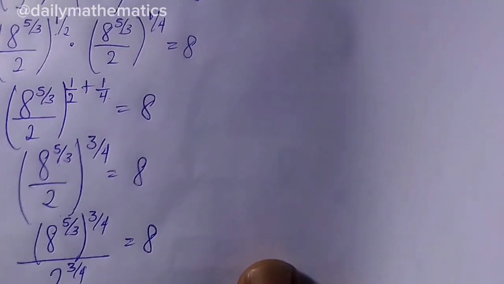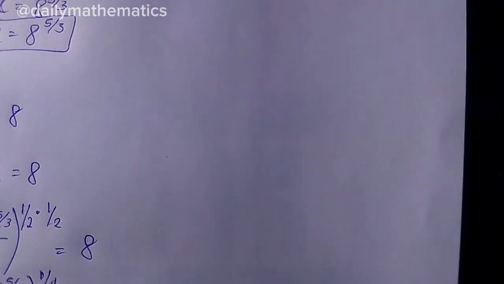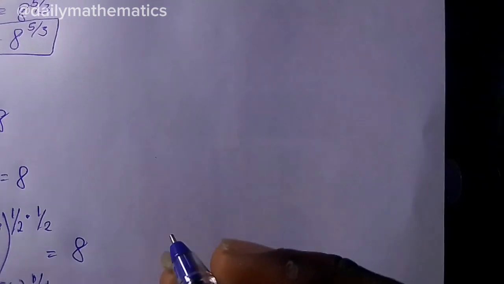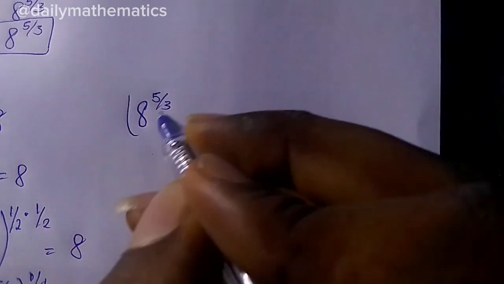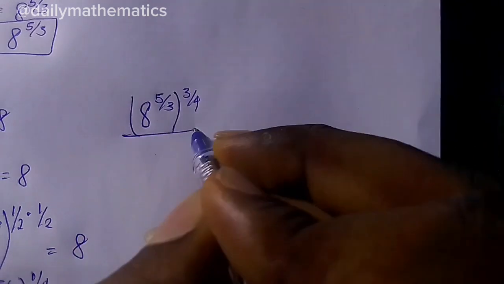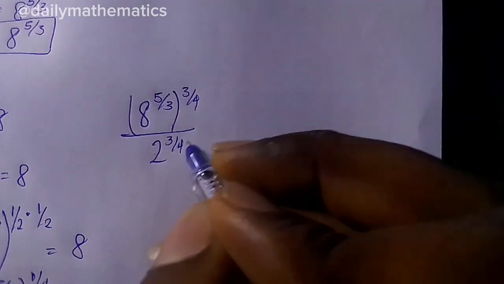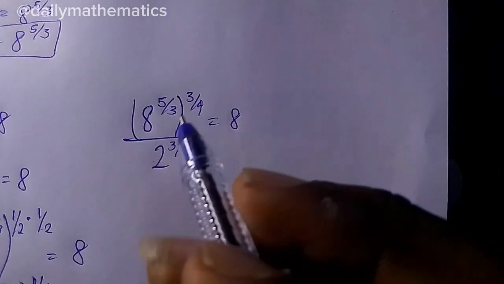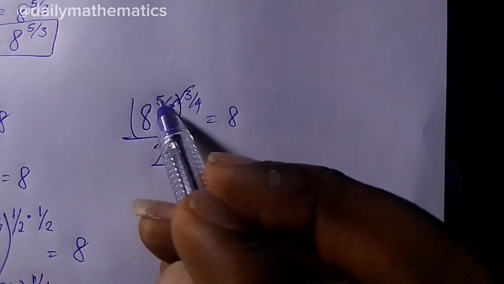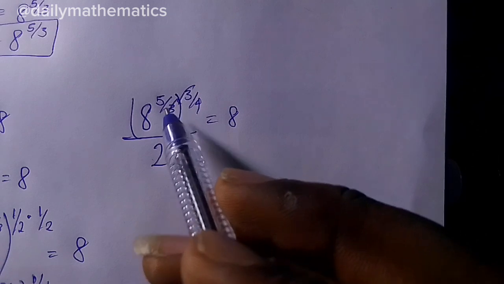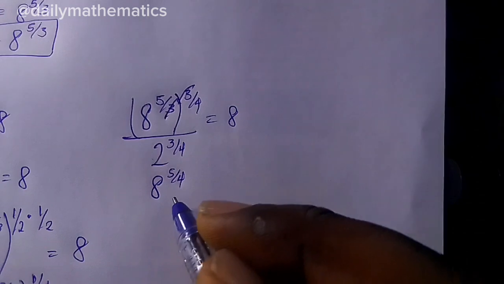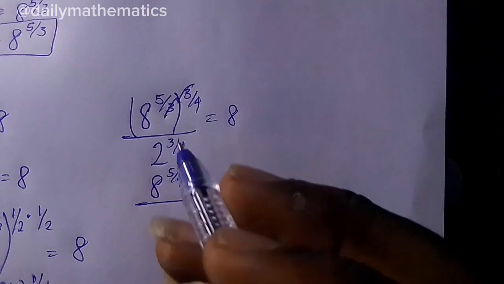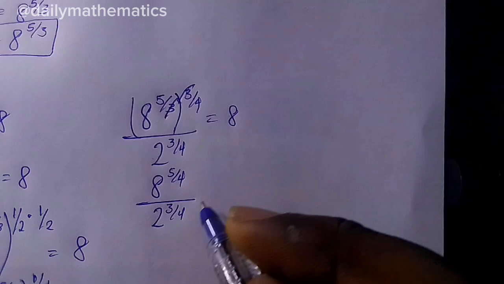So from here, what are we going to do? We're now going to bring this over to this place. We have 8 raised to the power of 5 over 3, and we have raised to the power of 3 over 4 over 2 raised to the power of 3 over 4 equals 8. So from here, what do we have? 3 here can cancel 3 here, because we are going to multiply the powers. When we have two powers, according to the laws of exponents, we multiply the powers. So from here, 3 cancels 3. We have 8 raised to the power of 5 over 4 over 2 raised to the power of 3 over 4 equals 8.